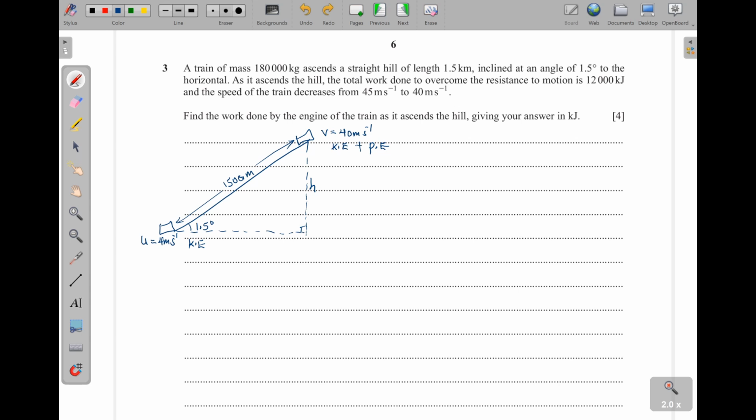Now, using SOHCAHTOA also, sine of 1.5 degrees is going to be equal to the opposite, which is h, out of the hypotenuse, which is 1,500. That means the vertical height generated is going to be 1,500 sine of 1.5 degrees. Okay, so our h here is 1500 sine of 1.5 degrees.